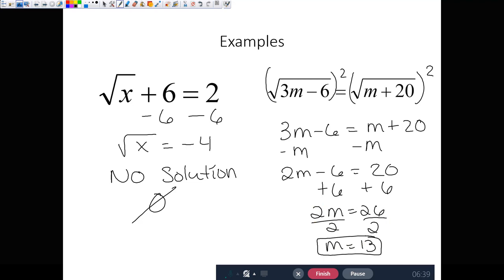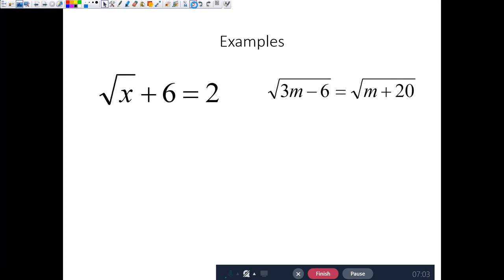Yes? Can I take a picture of that? Mm-hmm. Don't need to ask permission to take pictures of the screen. Okay.